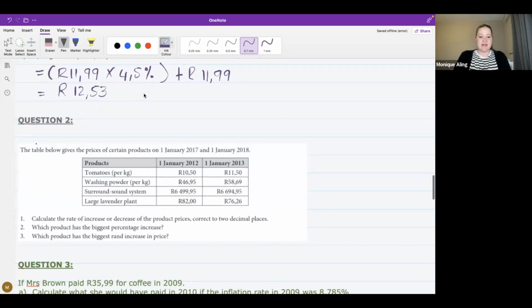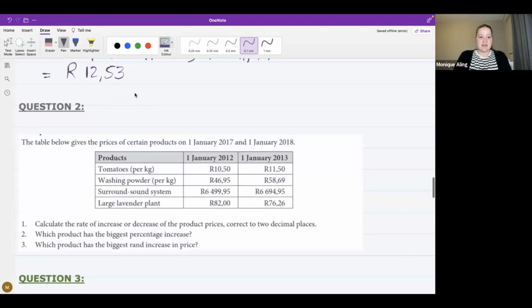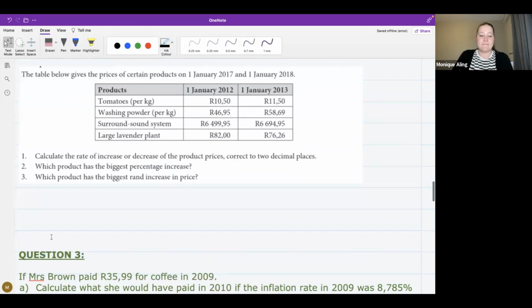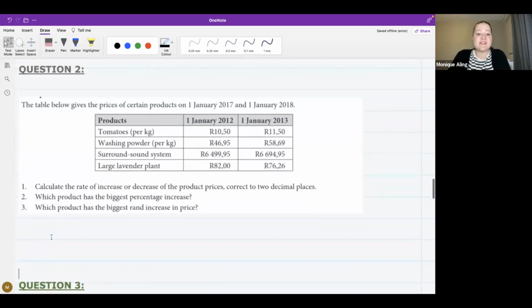I'm going to zoom in a little bit. The table below gives the prices of certain products on the 1st of January 2017 and the 1st of January 2018. So if we have a look, the first product is tomatoes. It was 10 Rand 50, and in January, the dates there are wrong, 2013 is 11 Rand 50. So as you can see, there was a price increase. They haven't mentioned a percentage. They've just given you the old price and the new price.